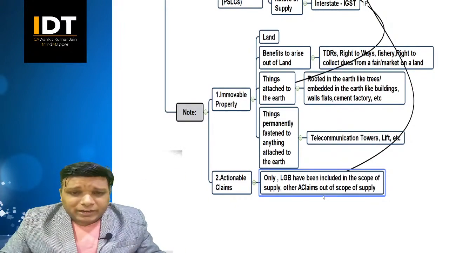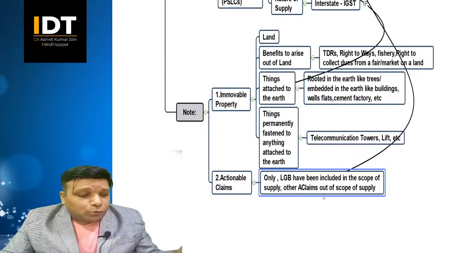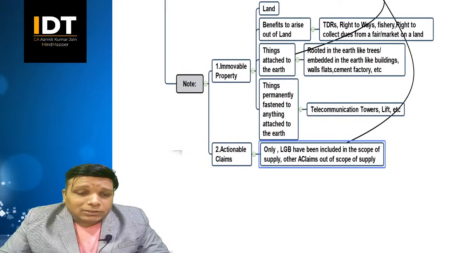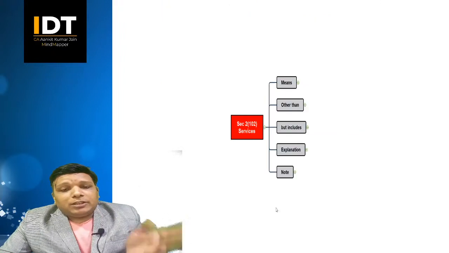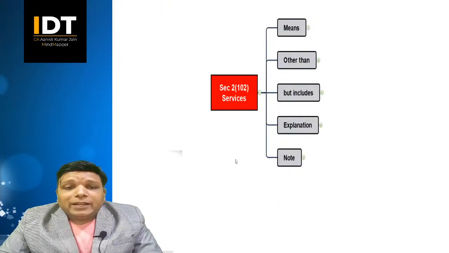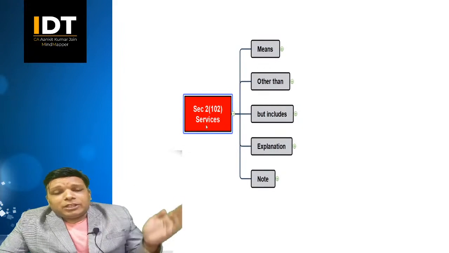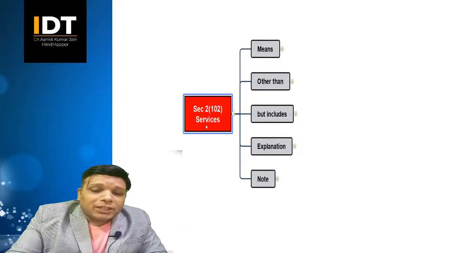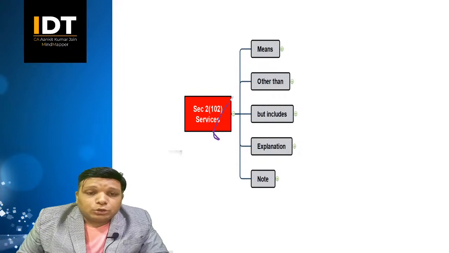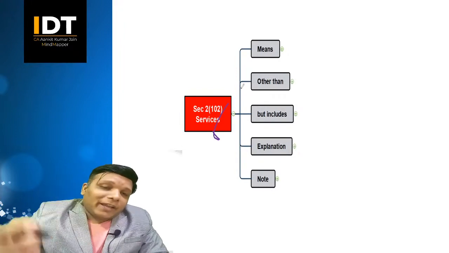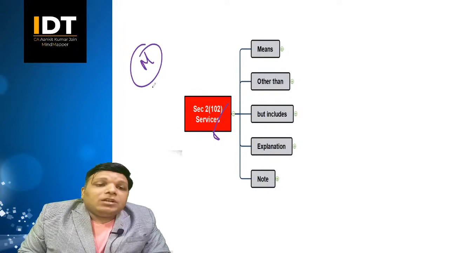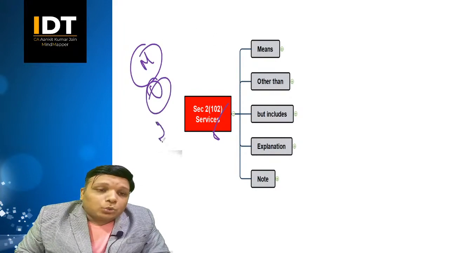So this is what we have studied as far as the concept of goods was concerned, right? Then we saw the concept of supply of services, correct? Let us quickly see the concept of services also, so that we are through with the previous session and then move on to the supply of goods and services. So under services, Section 2, subsection 102 explained the meaning of service. Here we are seeing what it means, what is other than, and what is included.